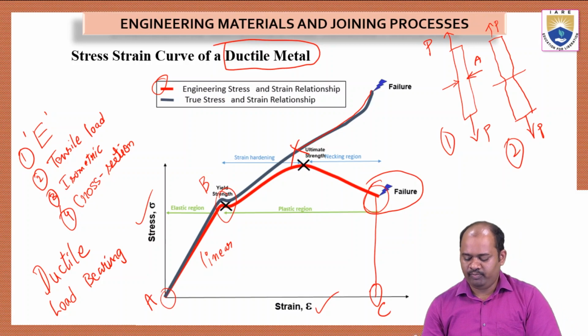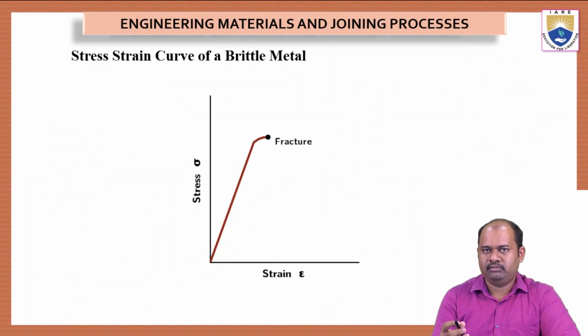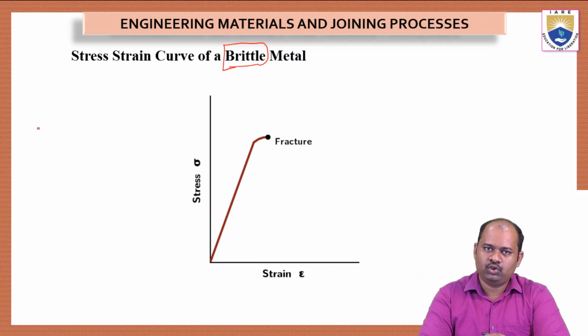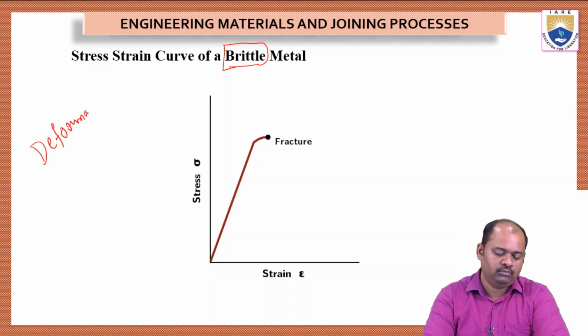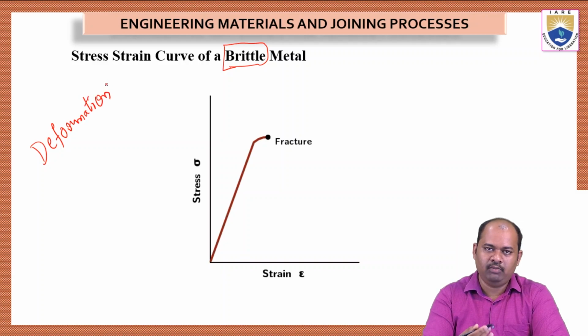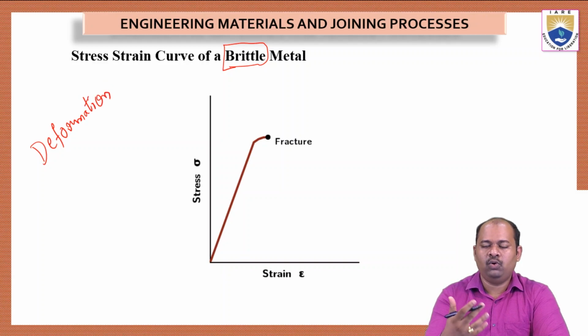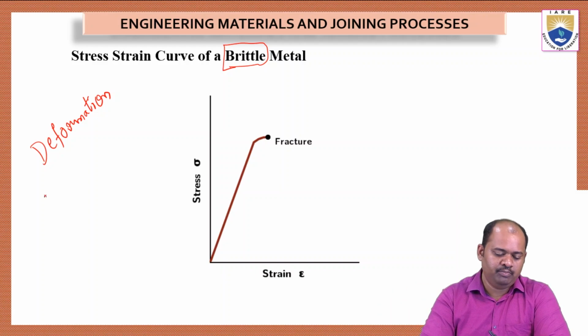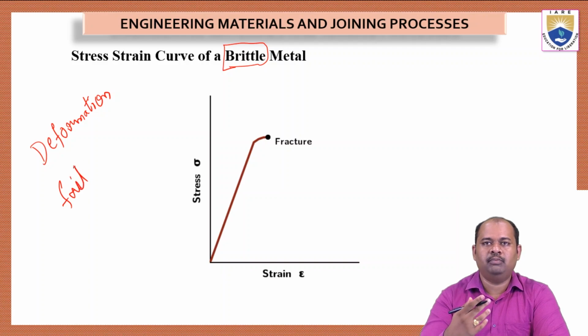Now we have another kind of metal. They are brittle metals. So what is the difference between ductile and brittle? Ductile metals will show some form of deformation before failure. When load is applied on the ductile metal, they will show remarkable deformation before going to failure. Now, brittle materials don't show any deformation. They will simply break. They will simply fail when load is applied.